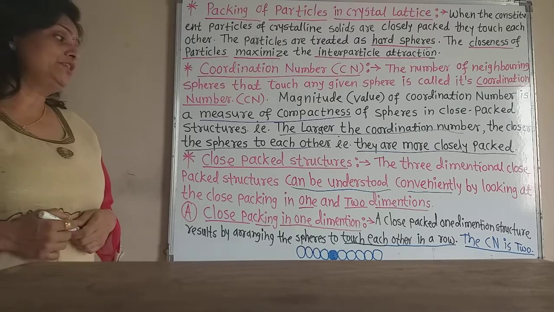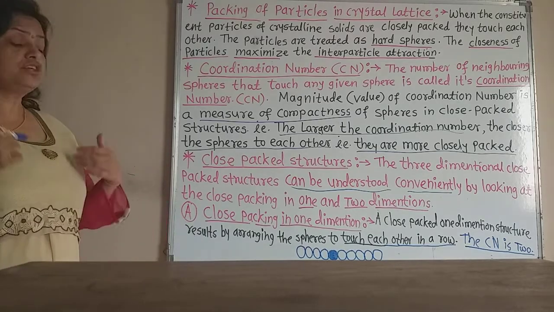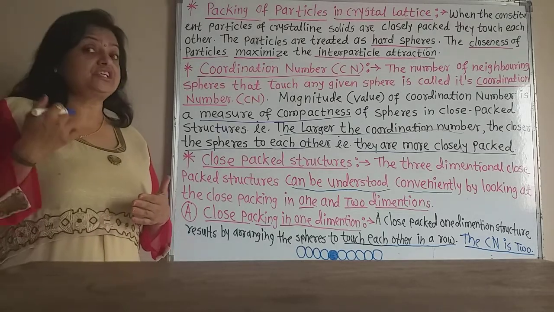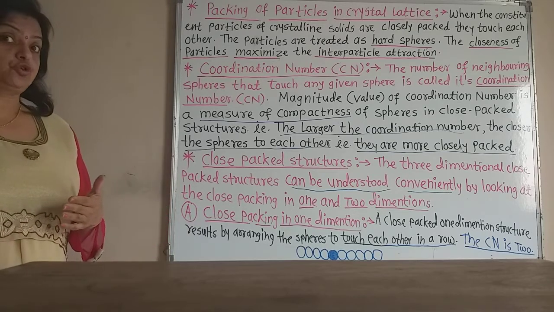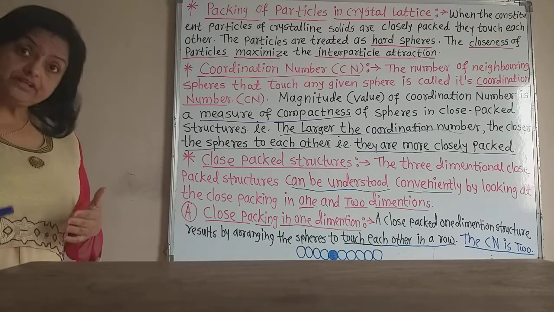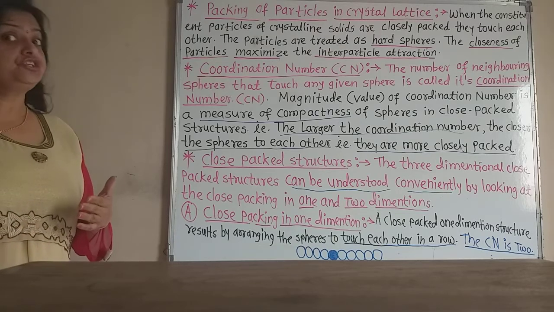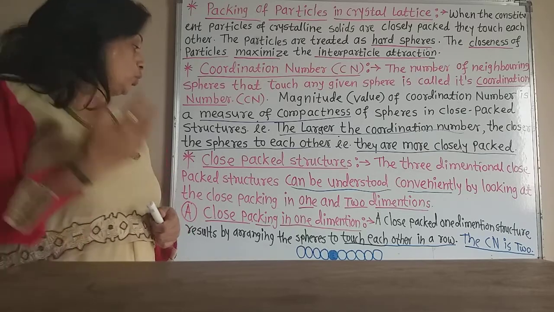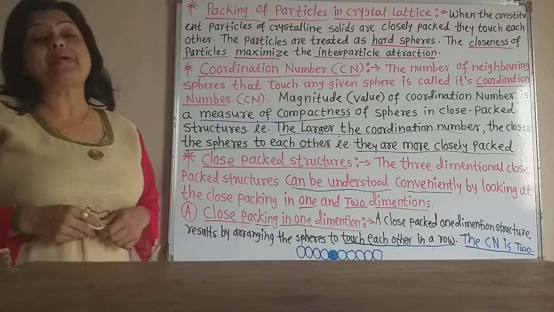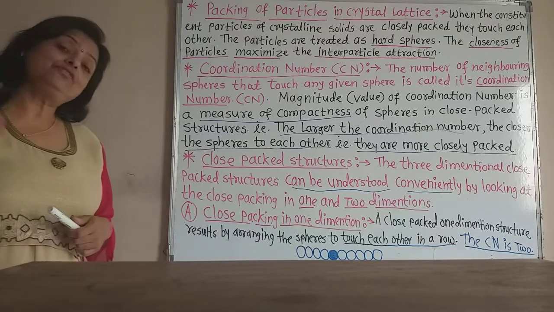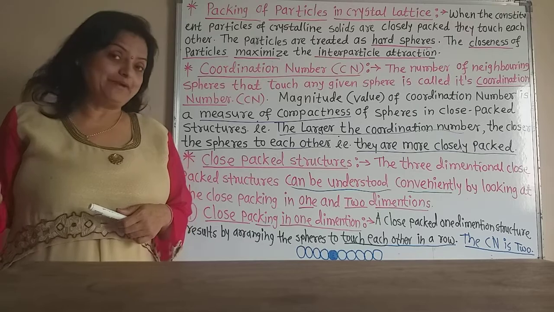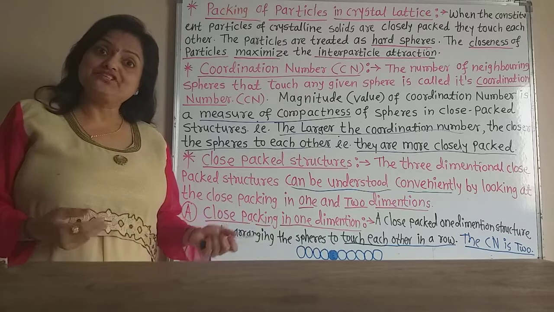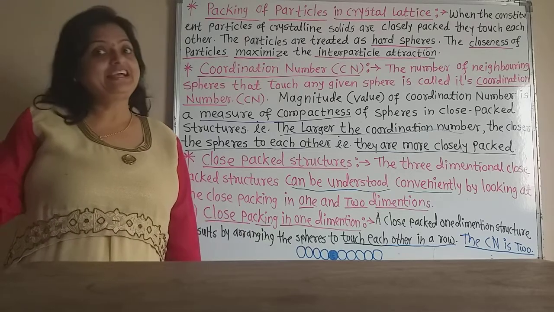So a close packed one dimensional structure can be obtained by arranging the spheres in a row to touch each other. Now let us learn the two-dimensional close packing structure, and then we will learn the close packing in 3 dimensions, and how the coordination number changes in the 1 dimensional, 2 dimensional and 3 dimensional structures.